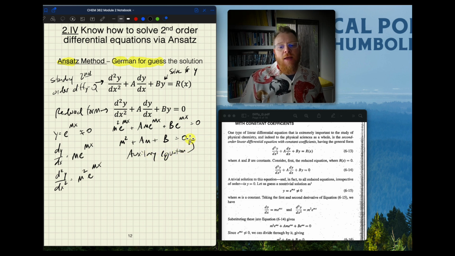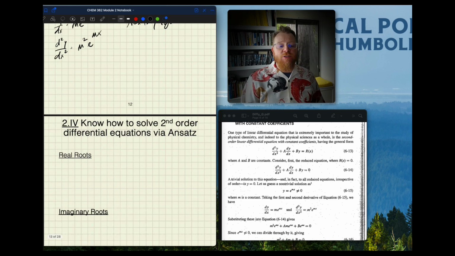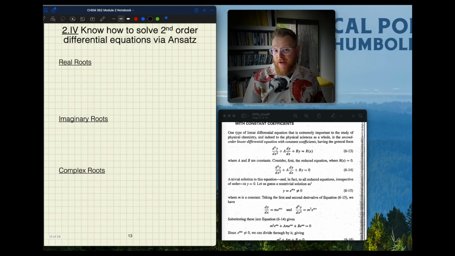And depending on the value of these constants, or what type, if I even had a first derivative, we might have to use the quadratic equation to solve it, or solve it if it ends up being a perfect square. So we have a variety of different options for solving this thing, okay? And now when we solve it, there's 3 different possibilities, right? A possibility with real roots, a possibility with imaginary roots, and a possibility with complex roots.